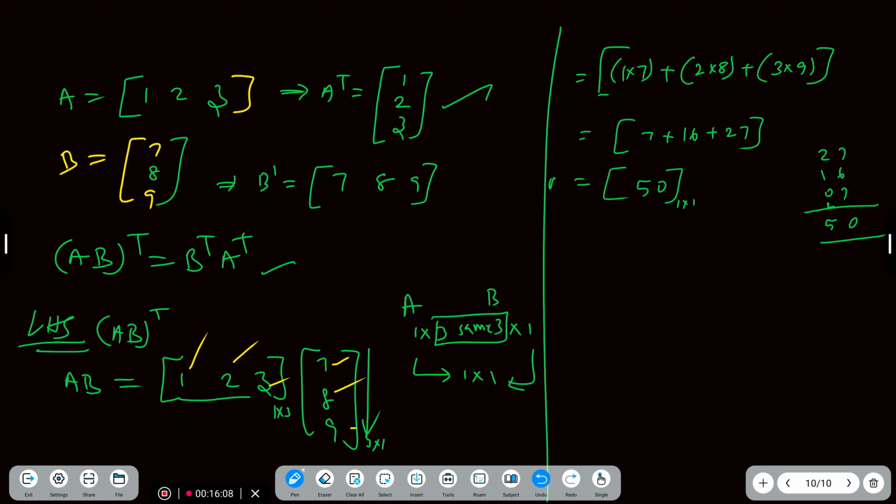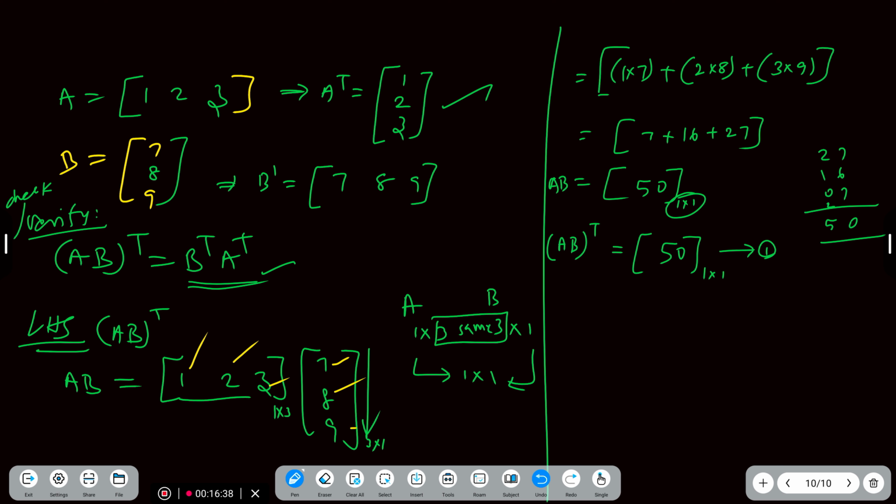So this is our AB matrix. Now if you take the AB transpose, what will you get? The same 50, since it is 1 by 1, nothing changes. Okay, so this is my answer number 1. The same thing you want to do for the other side. Is it equal or not? Maybe they will ask to check or verify, something will be given here.